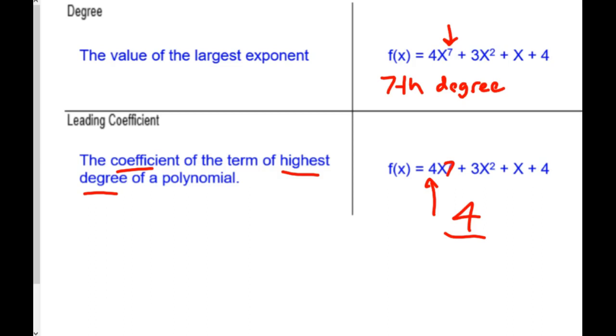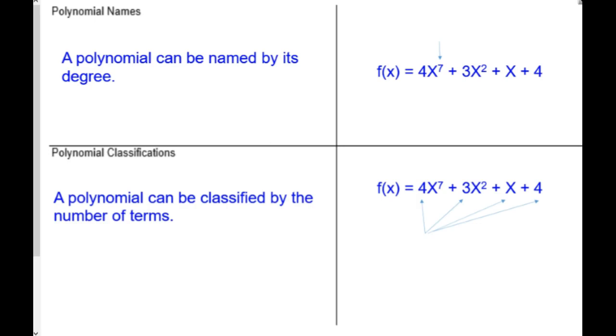All right. Last 2 on this page. A polynomial's name is the highest degree. Okay. So again, 7th degree is its name.